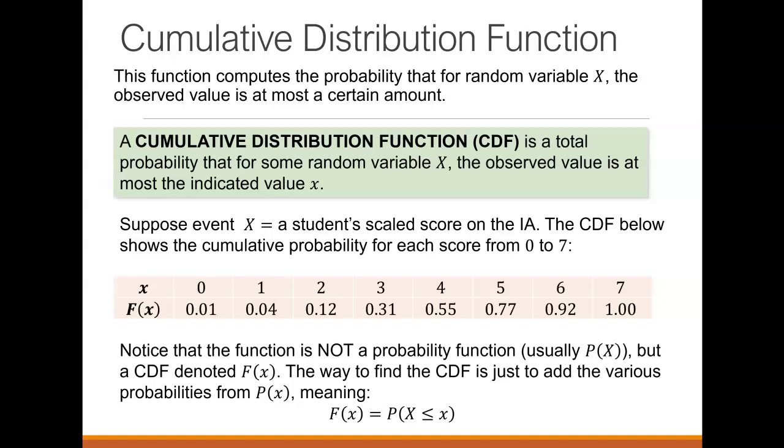To do that, if I did f of 5, that would be equal to P of X is less than or equal to 5. If it's a discrete distribution, it would be equal to P of 0 plus P of 1 plus P of 2 plus P of 3 plus P of 4 plus P of 5. That's what we mean by adding the various probabilities. Let's look at a specific example.